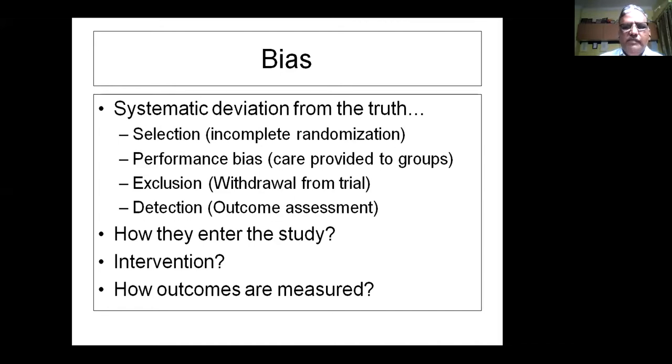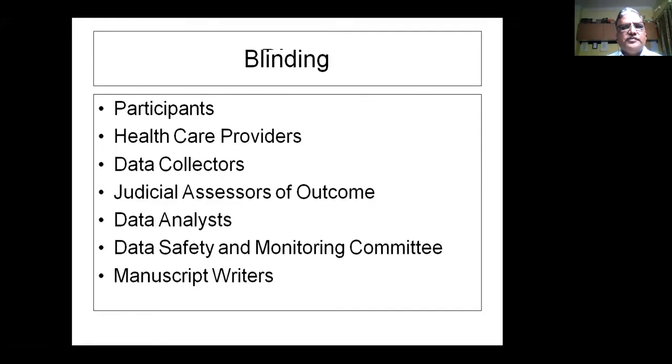It's extremely important that through this process, we need to know how the subjects are entering the study, what kind of interventions they are getting, co-interventions they are getting, and how the outcomes are measured. And although there are 350 different types of biases, these are the most important biases that come into play. And when you look at a paper, look at each of these steps, whether these biases are introduced. Now, generally we say single blind, double blind, triple blind studies.